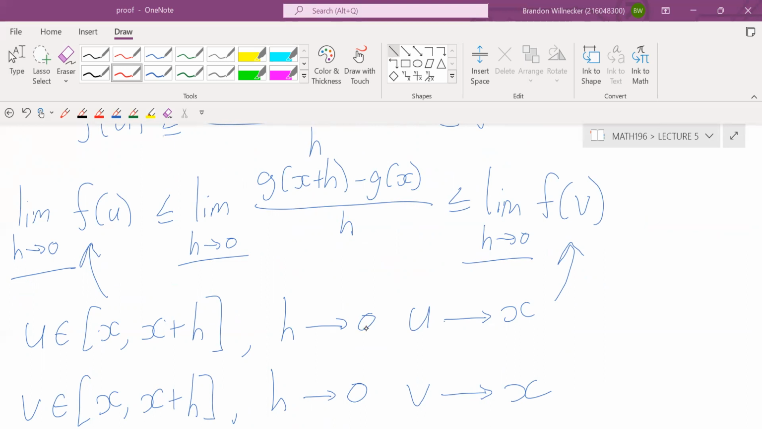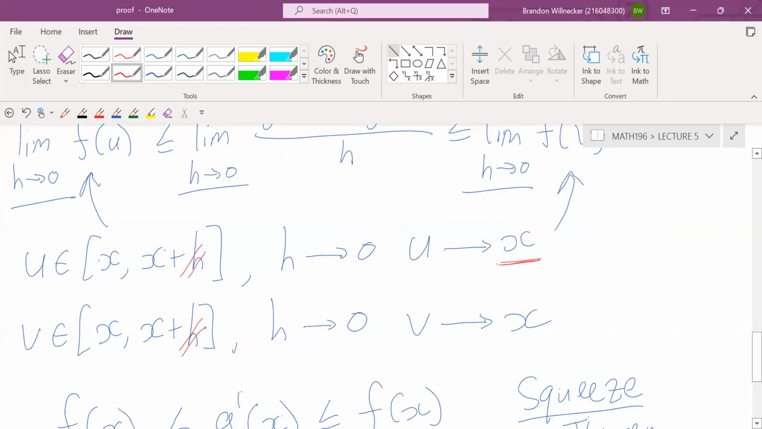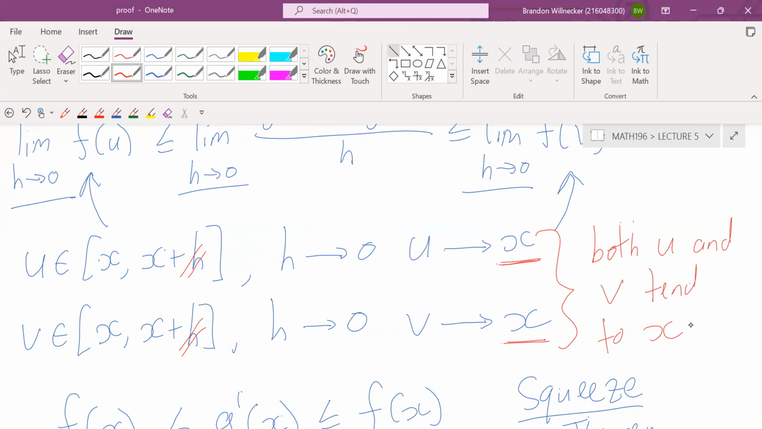So you can imagine if we just cross this out, if that goes to 0, then this set from x to x only contains x. So that means u will tend towards x. And by that same logic, if h goes to 0, then v will also tend to x. So we can make a little note here. Both u and v tend to x. So if u goes to x, then f of u goes to f of x. If v goes to x, then f of v goes to f of x. And that's exactly what we do over here.